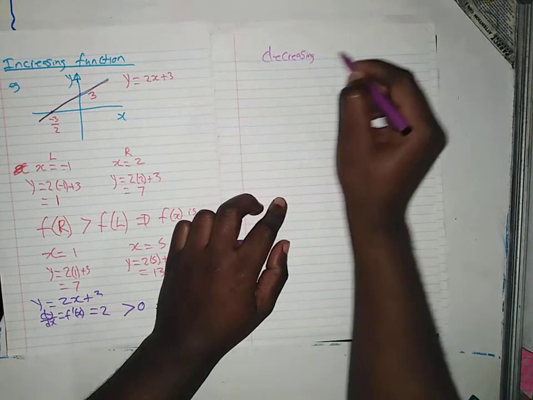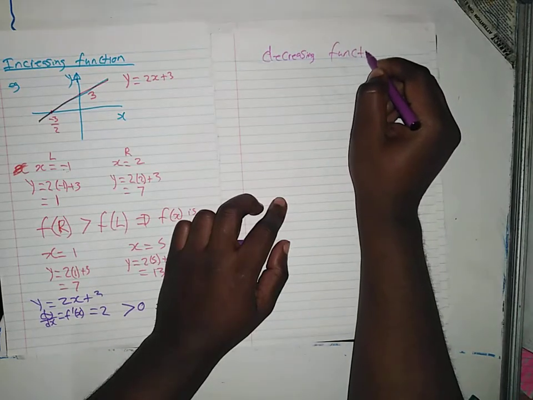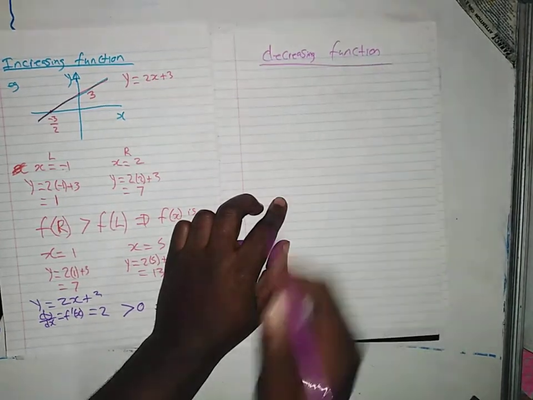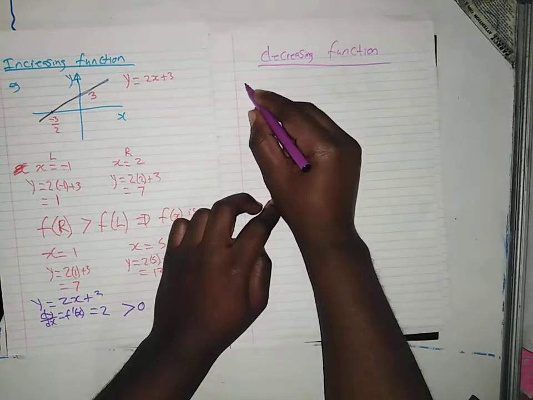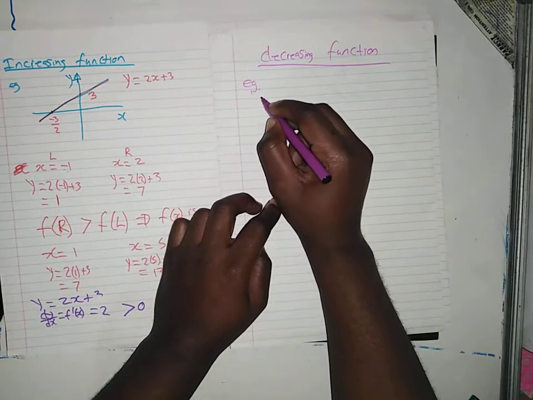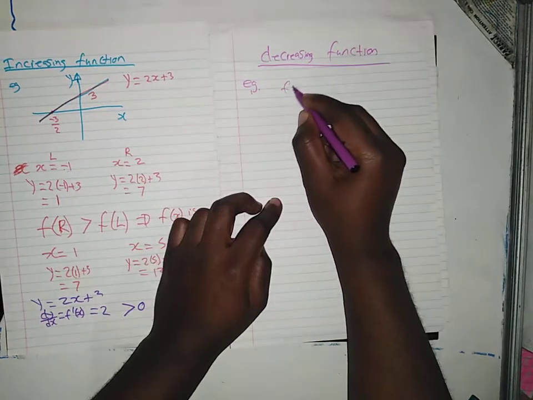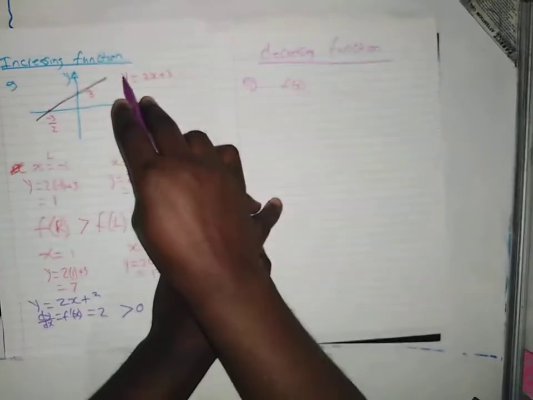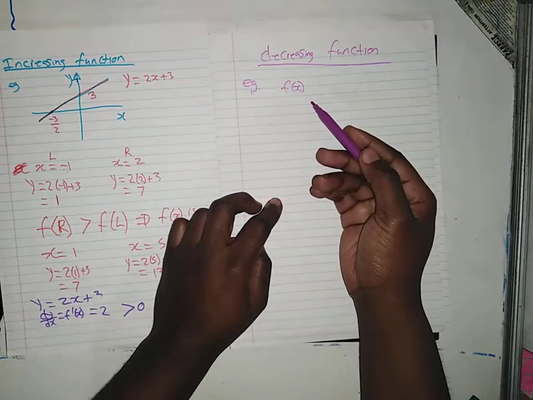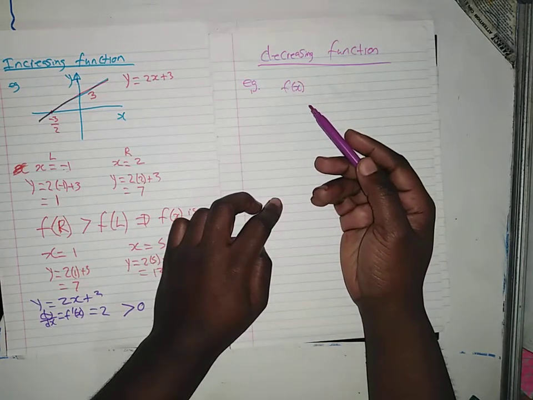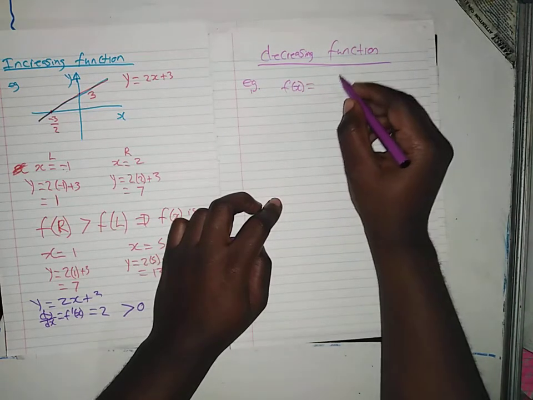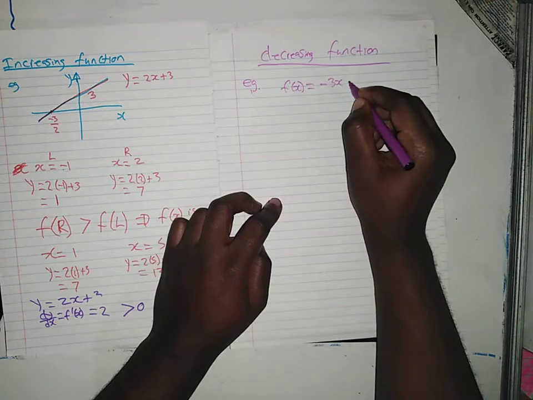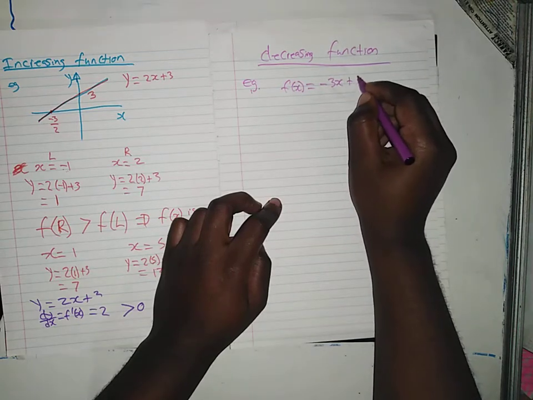Decreasing function. All right. So when we are looking at the decreasing function, let's take an example. It's very nice to explain using examples. So you've got f at x. Can you see this one was y? Now this one is f at x. Again, what we said earlier, f at x and y is one and the same thing. You can use them interchangeably. It does not really matter. So you get minus 3x plus 6.